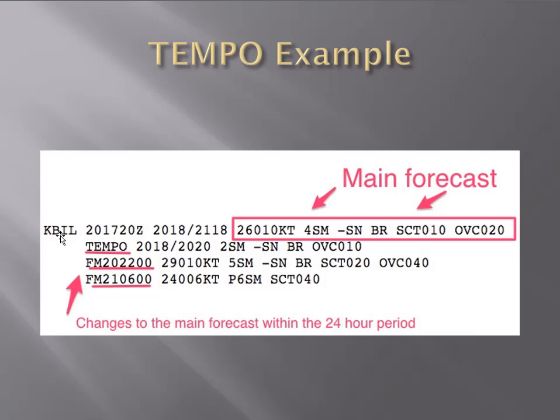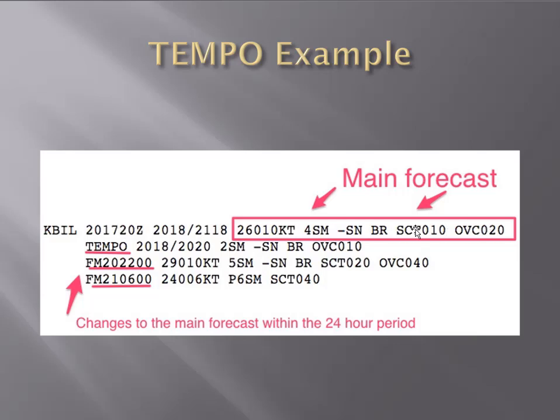So here in this instance, right, here's the main forecast. You have your date, time, TAF validation period. So this is 260 winds. So this is more of a westerly wind at 10 knots. Visibility is a little restricted, 4 statute miles. We have some light snow and fog. And then we have scattered clouds at about 1,000 feet and overcast clouds at 2,000 feet.